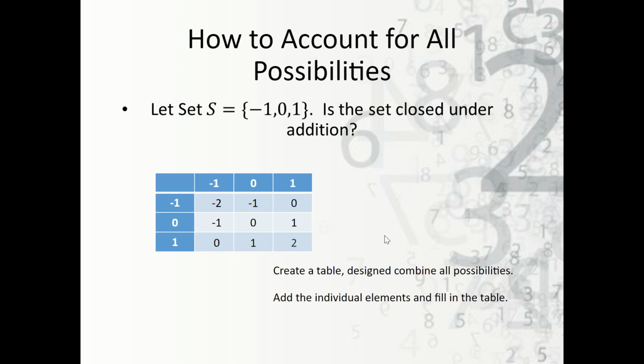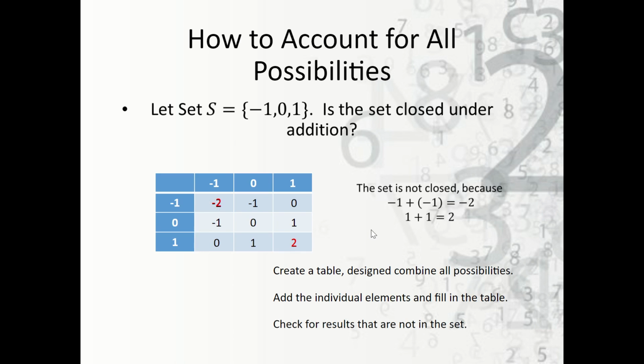And we can see that we have 2 examples that are not in the set. These two here, -2 and +2. Therefore, the set is not closed. And whenever we say that a set is not closed, we need to say why. The reason why the set is not closed is because of 1 plus 1 and -1 plus -1.